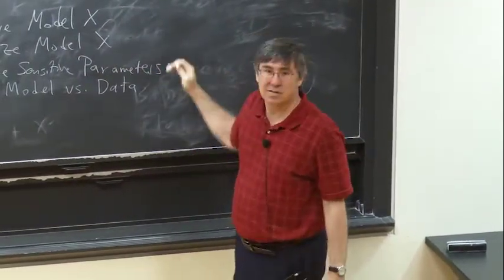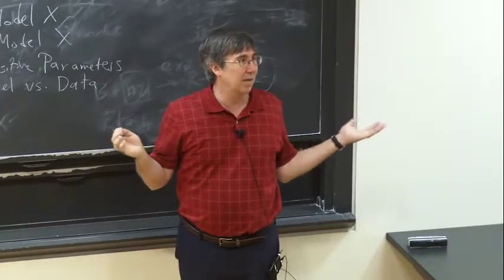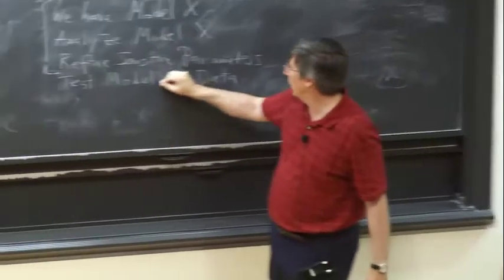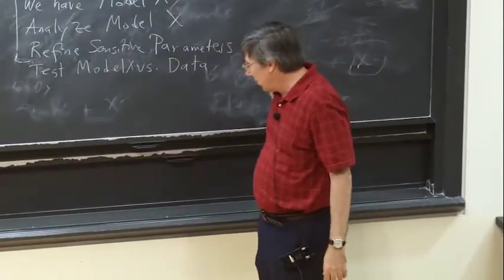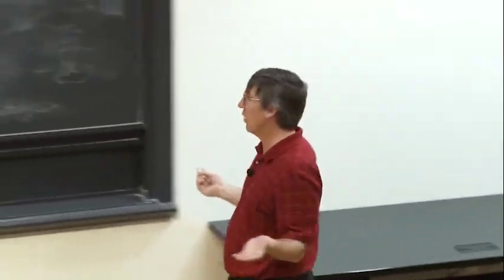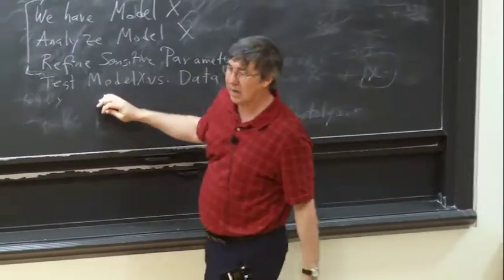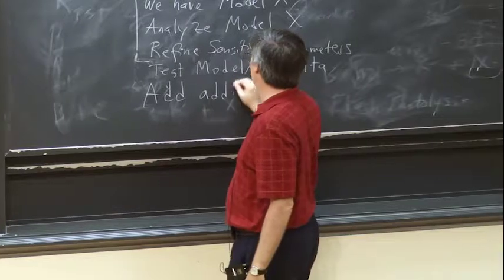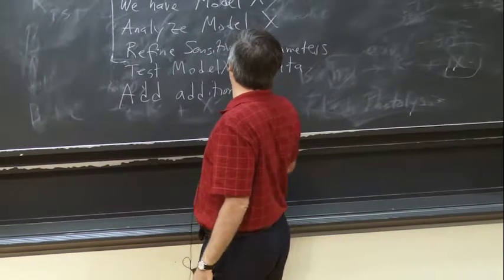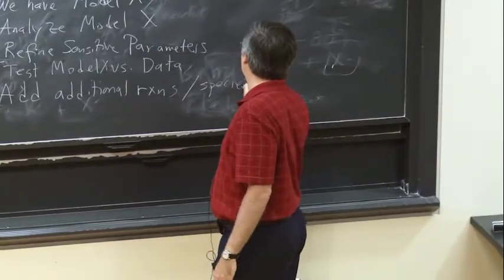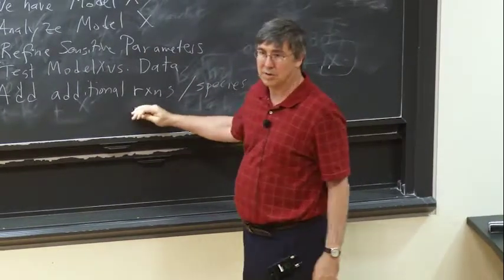Eventually, you get tired of doing this, or you think you refined all the parameters you can, as best you can. And then you're going to test to see if this model is any good. So you test model X versus data. And almost invariably, it's going to say, no, it stinks, right? So now you have to figure out what to do next. So the only thing you can do now, since you already have all good parameters, is you have to figure out how to add additional reactions. Right? So you need some procedure now to do that.